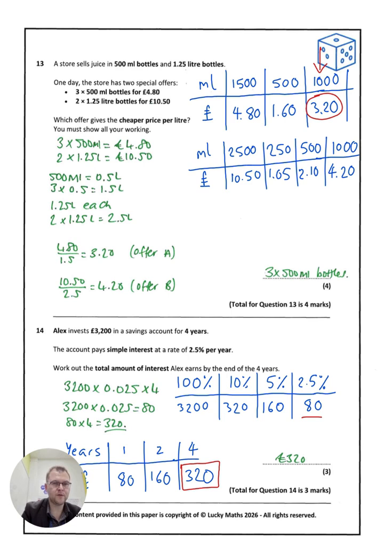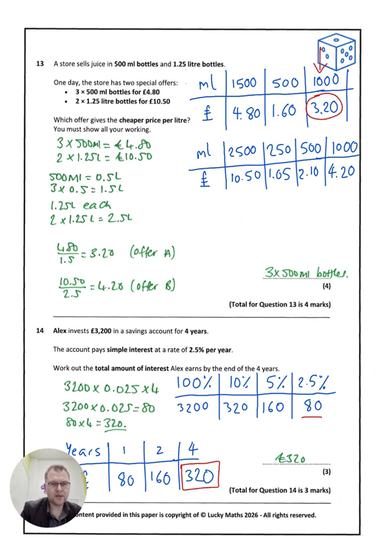As opposed to if we take the information with the two 1.25 litre bottles, which if we double, turn that 2.5 litres into milliliters is 2,500. We can divide that by 10, get 250 ml, double it to 500, and then double that again, showing that £4.20 a litre is obviously more expensive than the top 3 500 milliliter bottles.